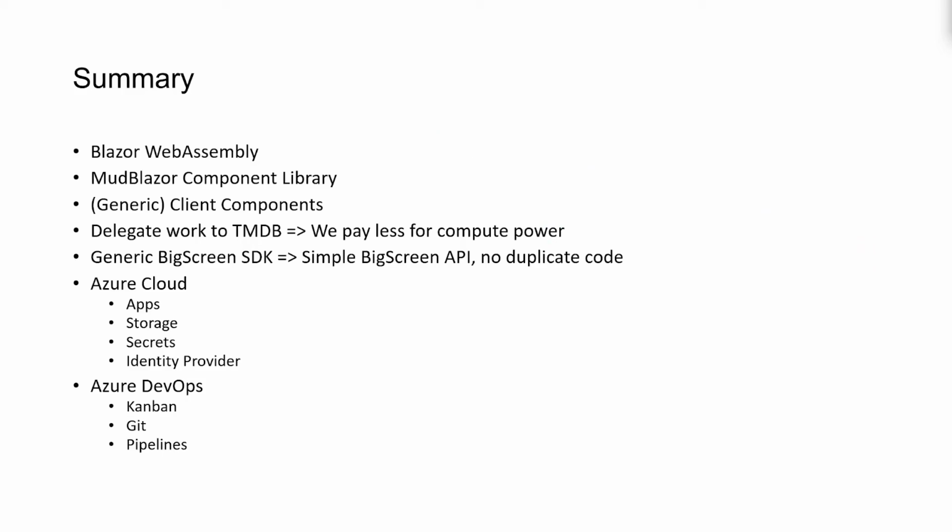So to sum up, we have used Blazor WebAssembly for our web client, which executes all code on the client machine. We also used the MudBlazor component library to make it pretty. We delegated as much work as possible to TMDB, reducing our own computing costs. We focused on making as many generic, plug-and-play, reusable components, both on the client and on the API, to avoid duplicating code. For the backend, this resulted in the Big Screen SDK, allowing us to build any web API and easily extend the Big Screen API itself. All of this is running in Azure, both the services and our process.